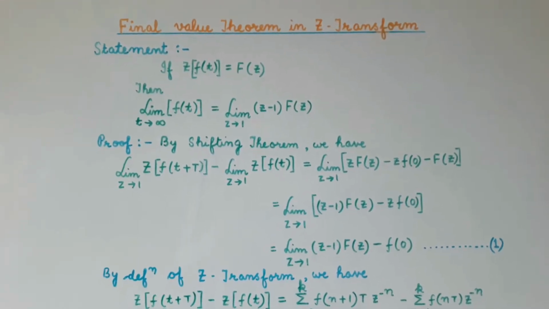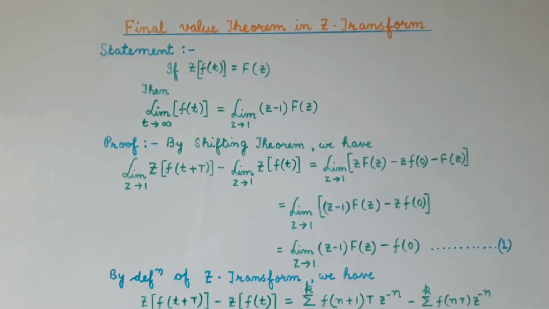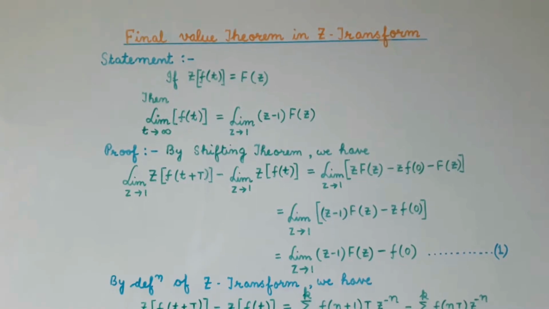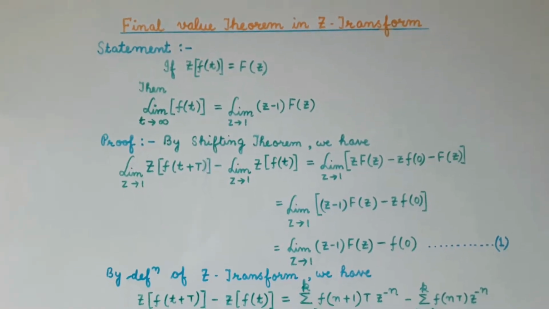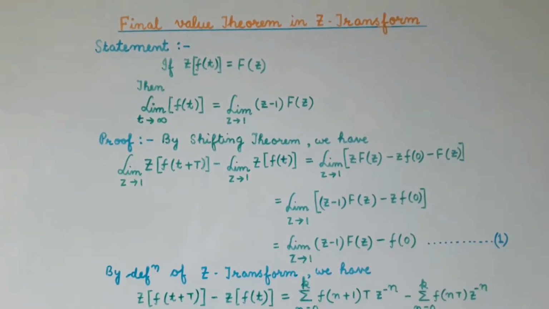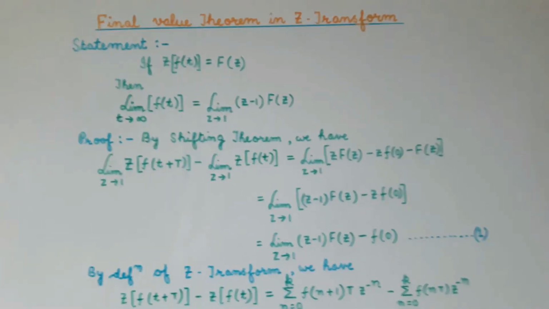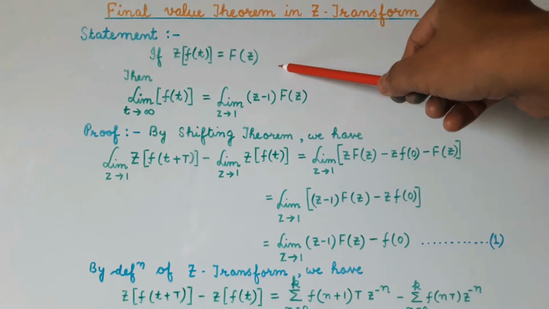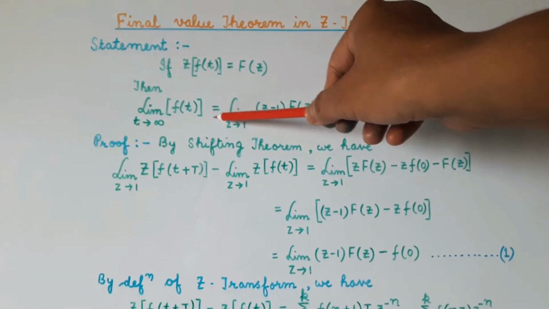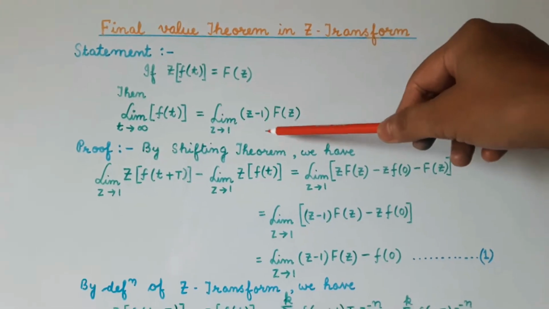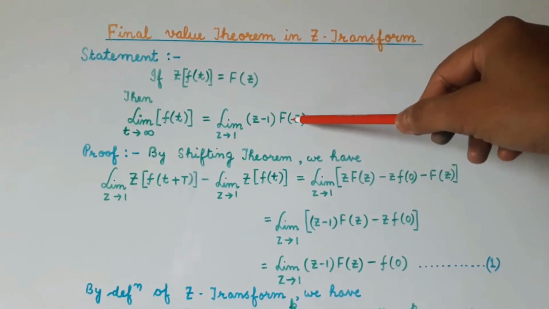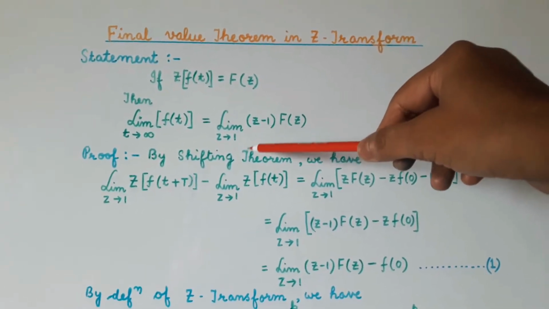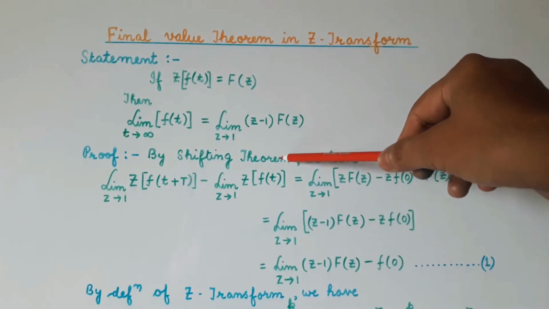In the previous lecture, we discussed the initial value theorem in Z transform. Today we will discuss the final value theorem in Z transform. The final value theorem states that if the Z transform of f(t) is equal to F(z), then the limit of f(t) when t tends to infinity will be equal to the limit of (z minus 1) times F(z) when z tends to 1. So let us see the proof of this theorem.